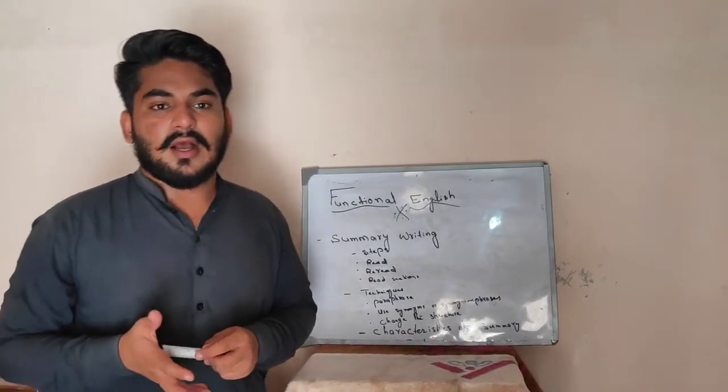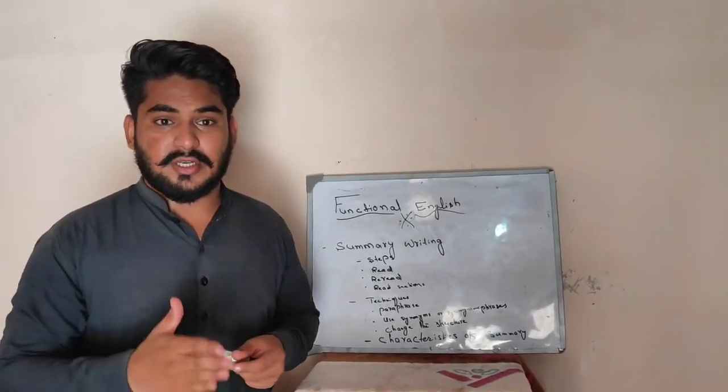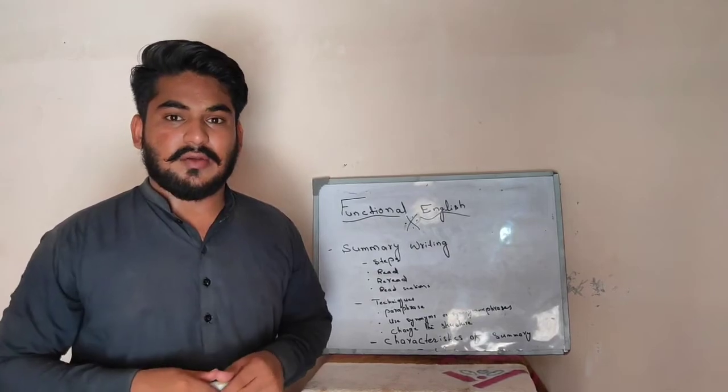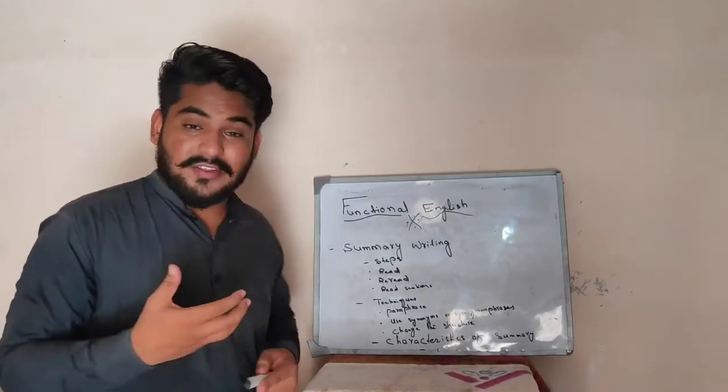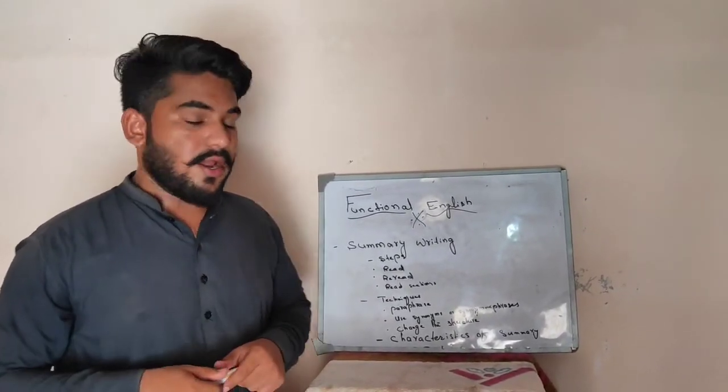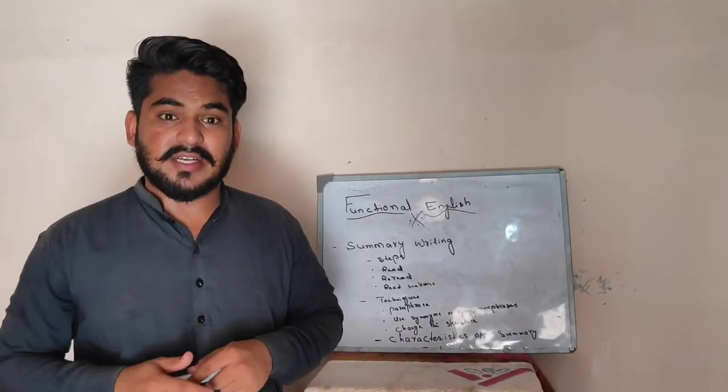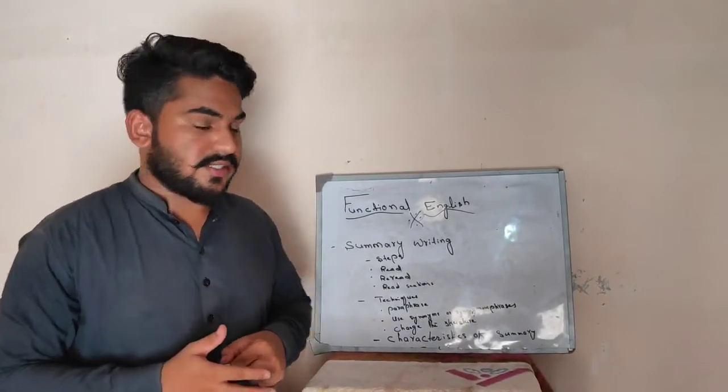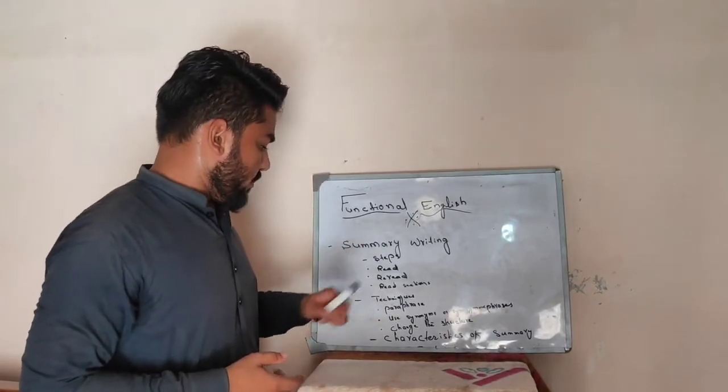For example, "my brother has an appreciation on modern art." We can change it to "my brother appreciates modern art." It means we have to change the simple sentence into our own words, in our own sentences. These are the techniques of summary writing.